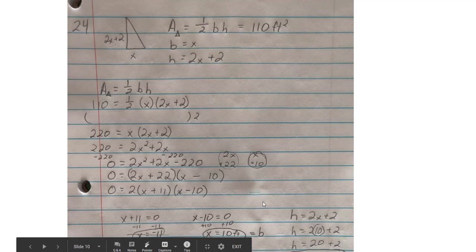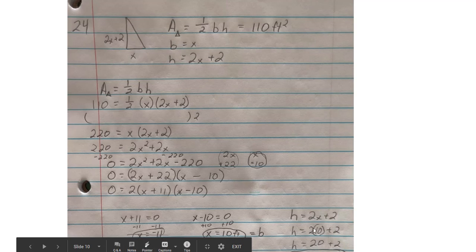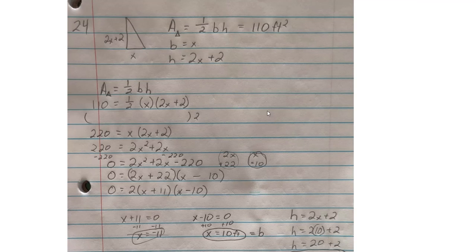Now, I need to substitute it in to find the height. Now, if I multiply 10 times 22, I get 220. And then because it's the area of a triangle, 1/2 of 220 is 110. It checks out. I really, again, should have checked my work in a whole nother box up here. Okay, please check your work, folks.